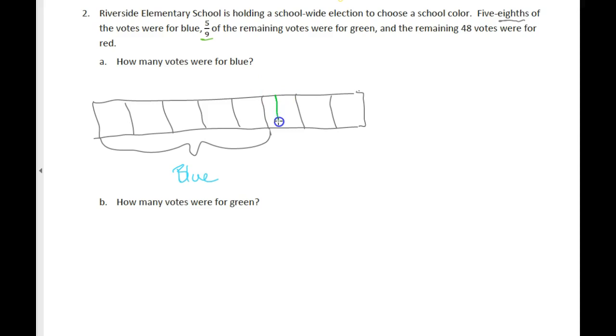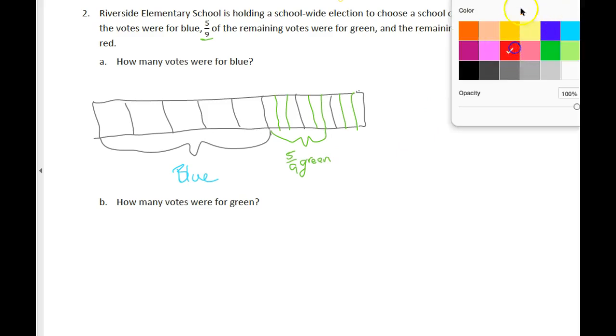So we've got 1, 2, 3, 1, 2, 3, and 1, 2, 3 of them. And it says that 5/9 of them, 1, 2, 3, 4, 5. So we're going to come from here. That 5/9 were green. And so that leaves over here our last color, which happens to be a red.